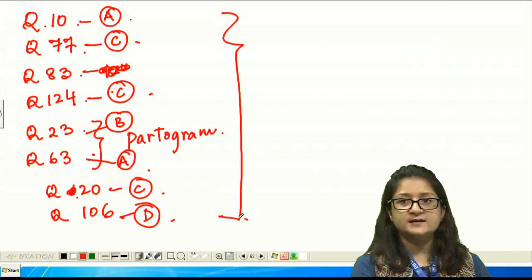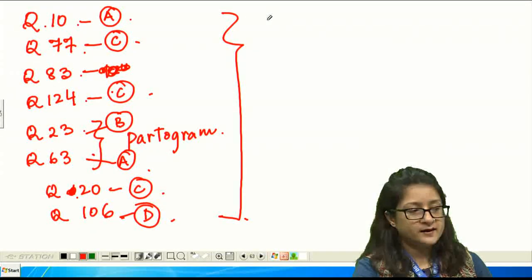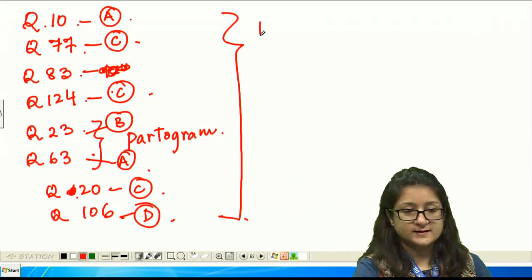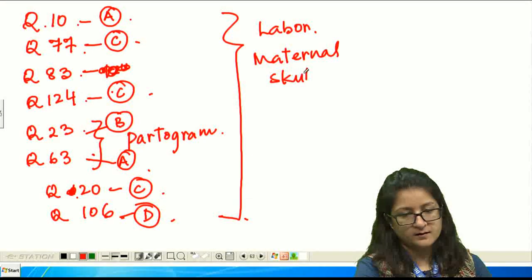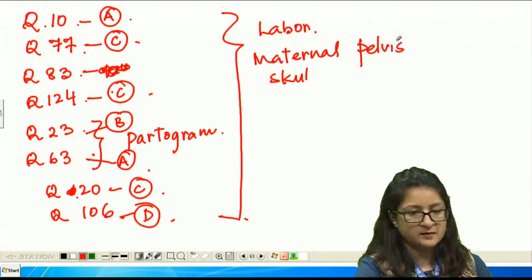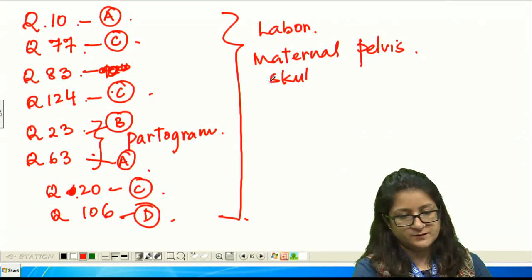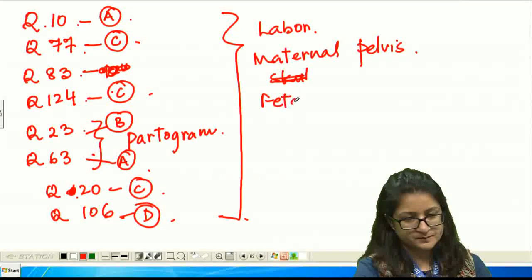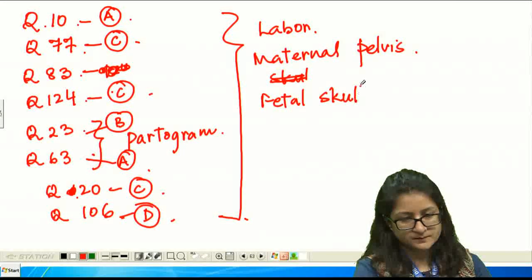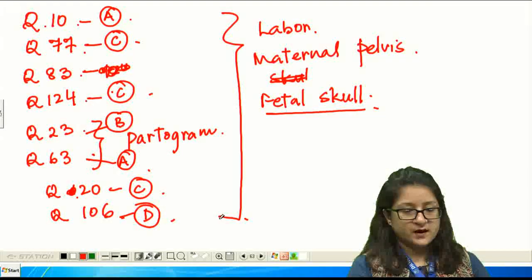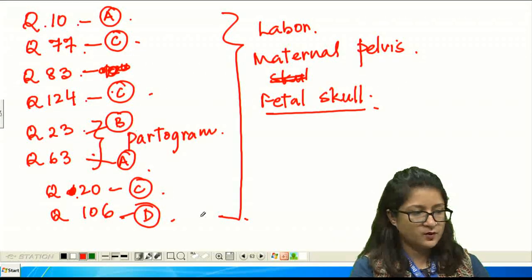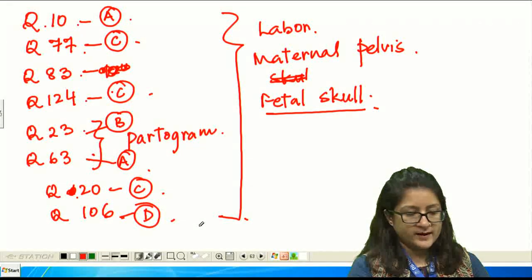We are going to discuss this whole thing together and club it together. We are going to discuss labor, maternal pelvis and fetal skull. These are the topics that we are going to discuss together in one go, and then we are going to concentrate on all of these questions one by one.